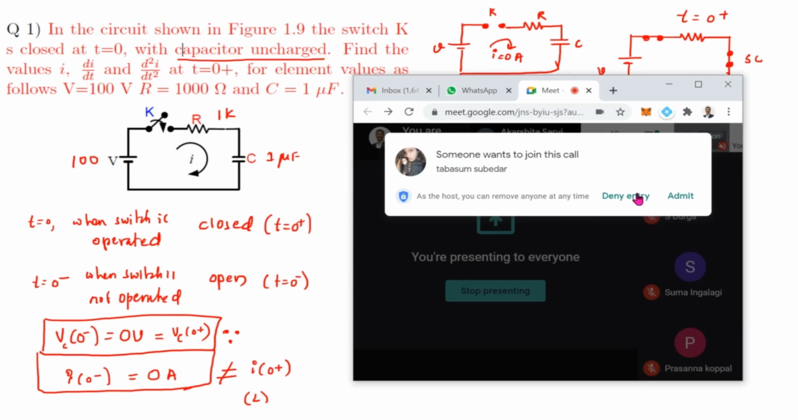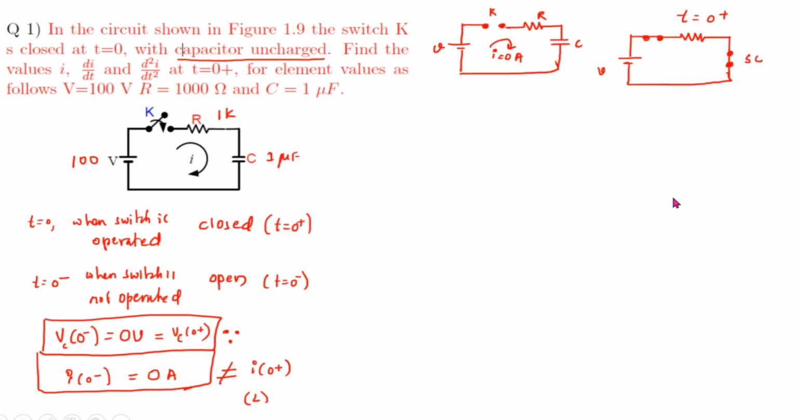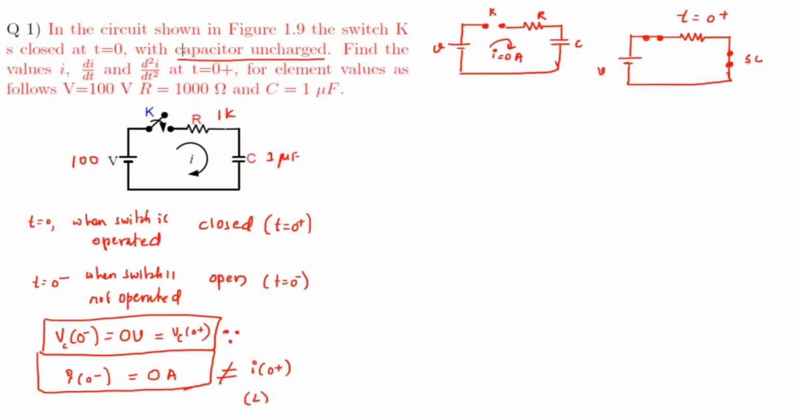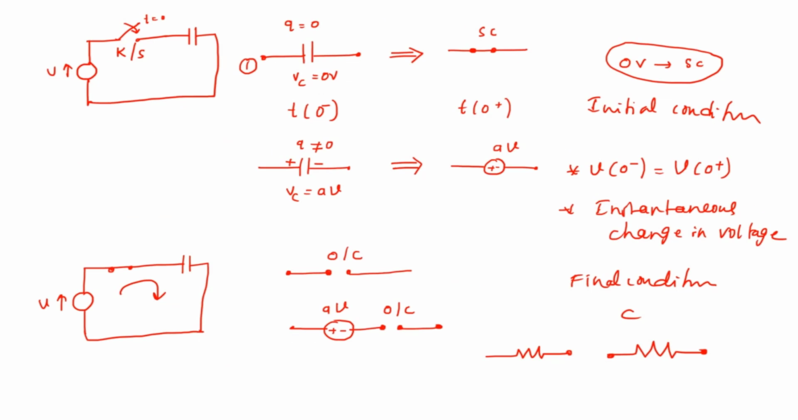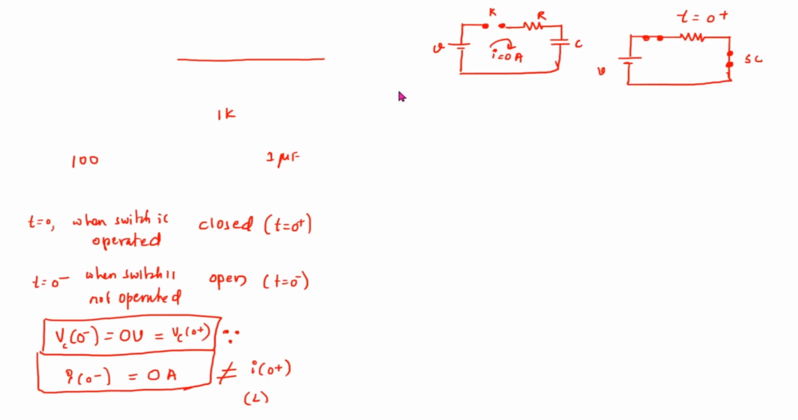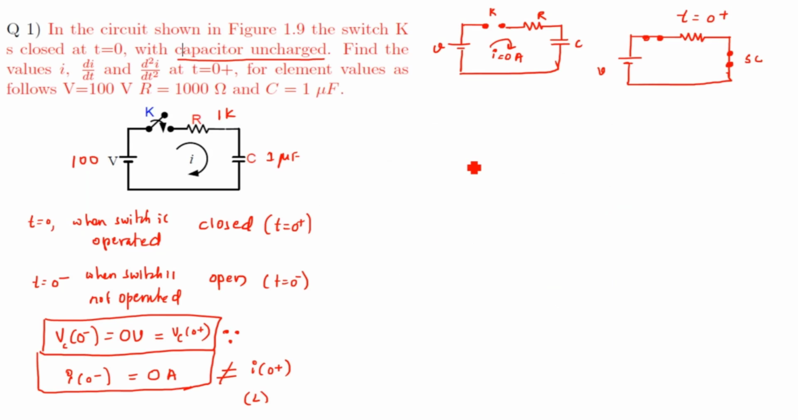So that is what we discussed. When the capacitor carries 0, when it is uncharged, you can see here I have applied this condition. So this is the capacitor, and it should be replaced by a short circuit immediately after switching. That is done here. Now, what is this current?